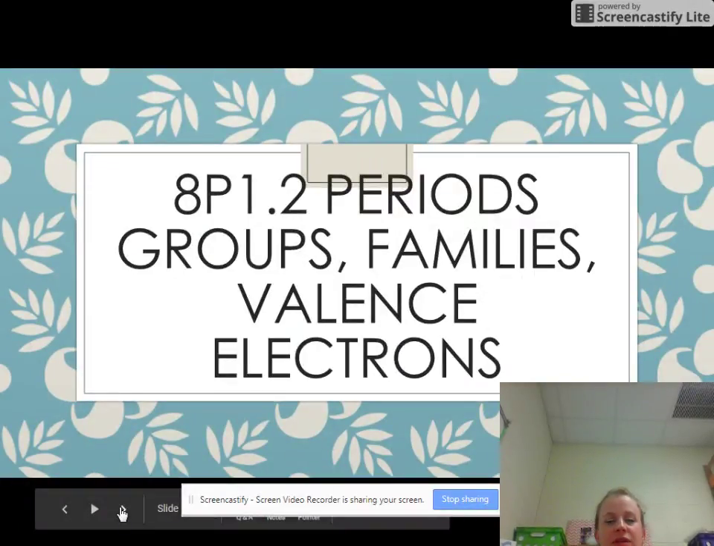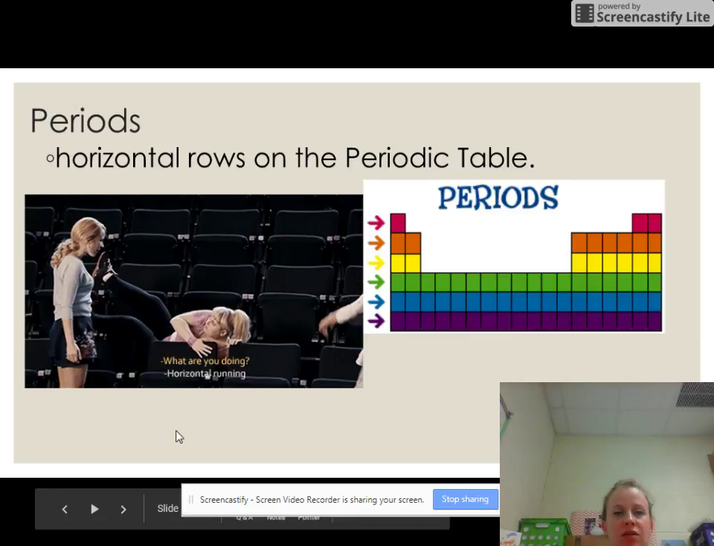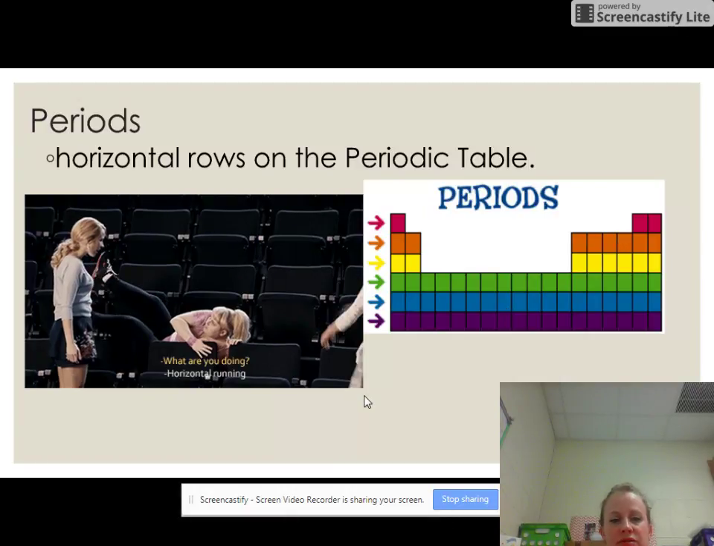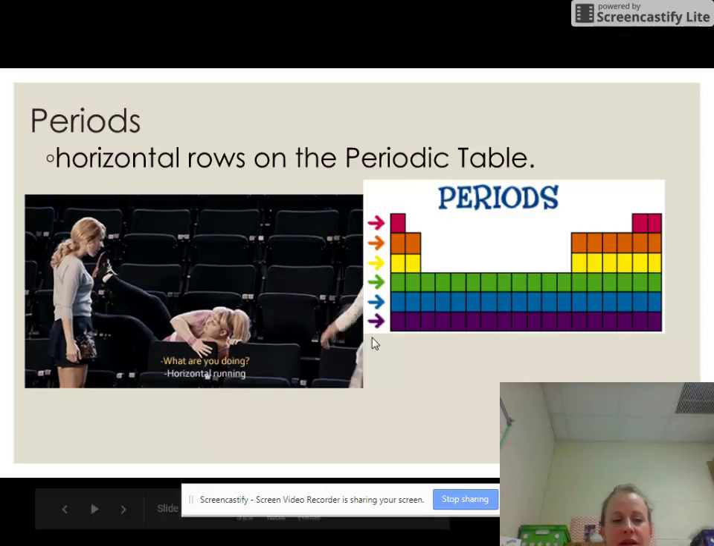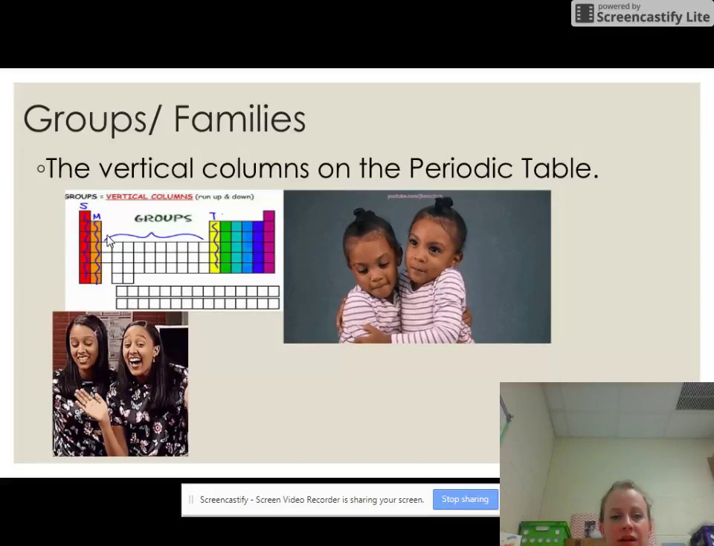Okay, so we need to talk about periods, groups, families, and valence electrons. Valence electrons are something new for you, so we'll go through that one a little bit slower. But we'll start with periods. So periods are the horizontal, so like the x-axis on a graph. So the periods are the horizontal rows on the periodic table. So they would go through and there'd be an increasing atomic number. But that's about all that those would necessarily have. They don't have much in common.